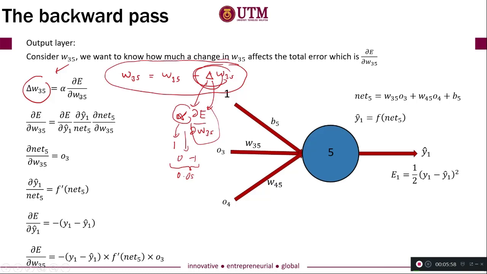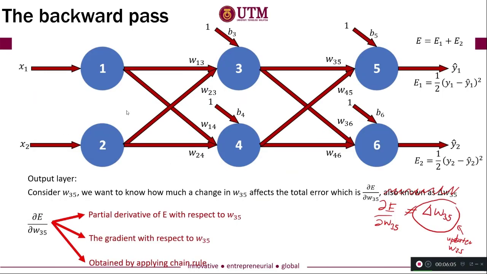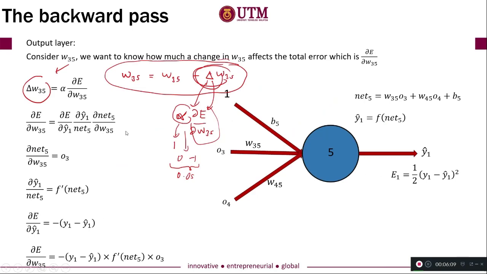If you extend from the previous slide, you can express it in this way: del E over del W35 is equal to del E over del Y1 hat, then multiplied by del Y hat 1 over, I'm sorry, this should be net, I forgot to put it there, it should be del net.